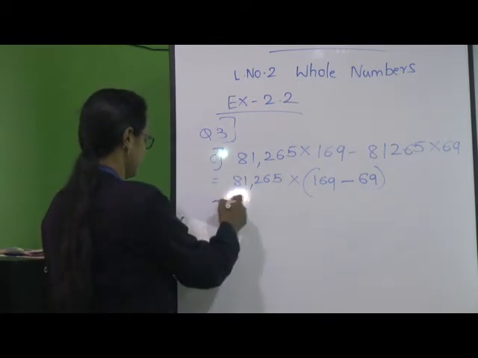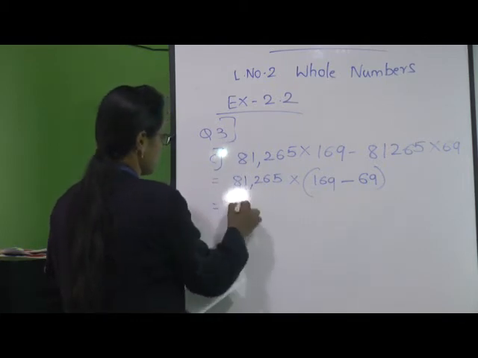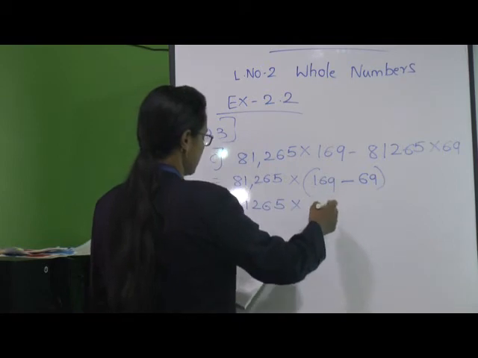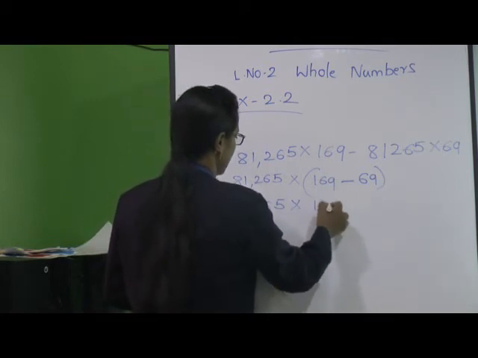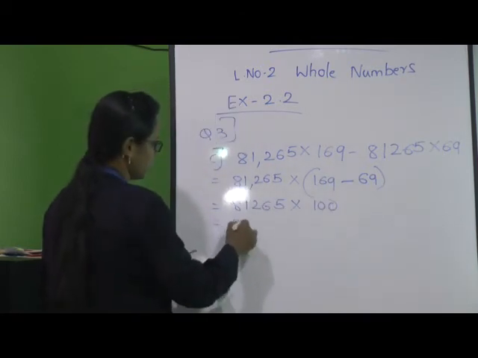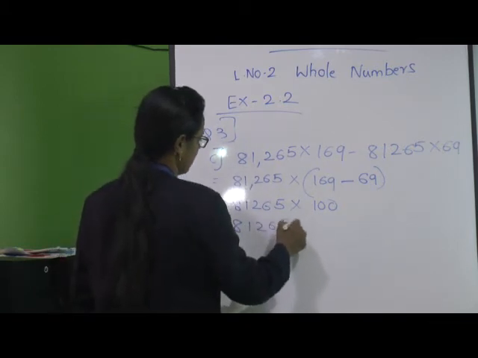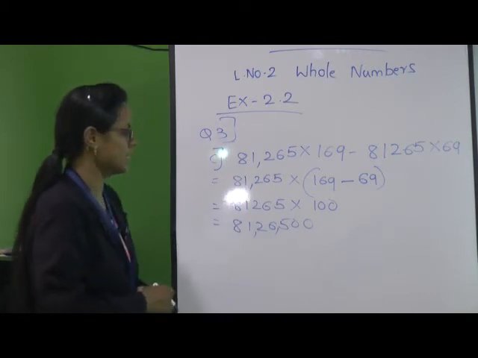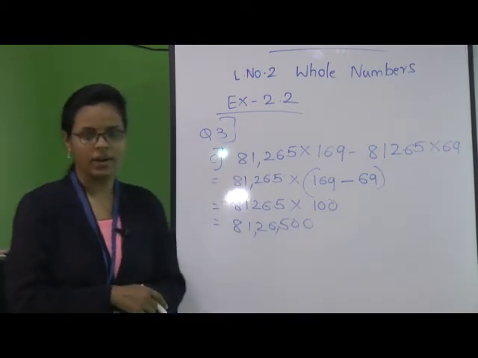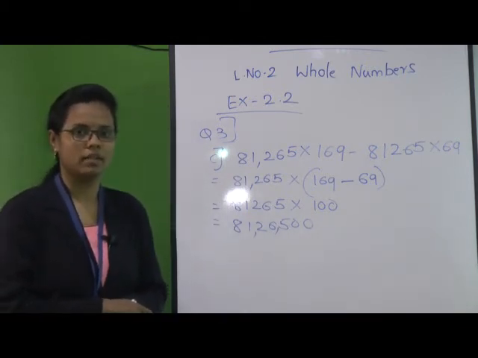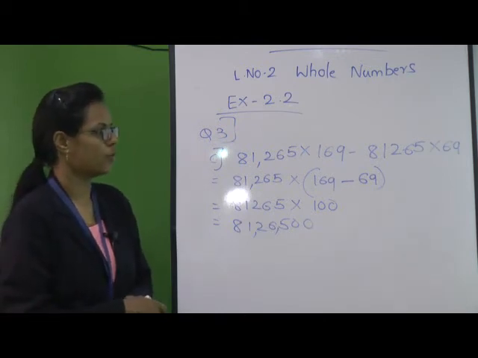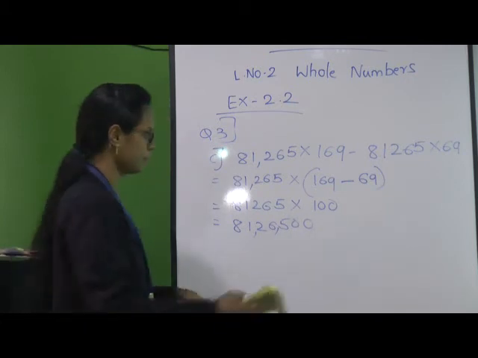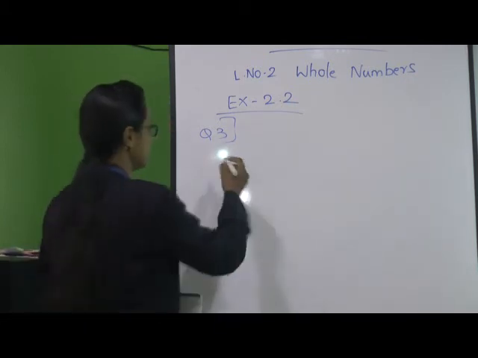Let us solve it. Same as it is we have to write 81,265 into the subtraction of this, 100, and when we multiply this with 100 we get the answer. What is the answer? 81,26,500 is the answer we got. Okay. So a few more examples are there. One more we will solve. Okay, see here.